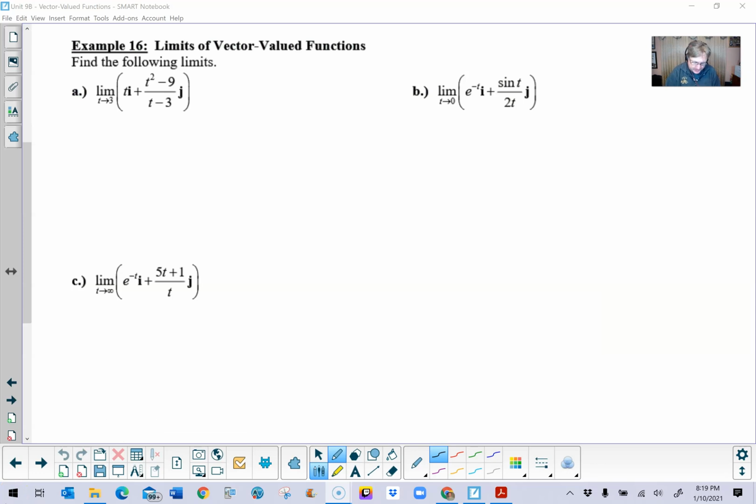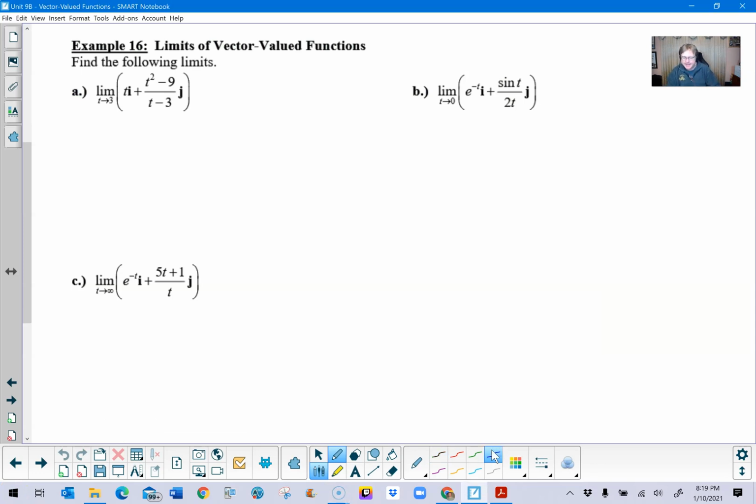So here we go with our example 16. We've got the limit as t approaches 3 of t times vector i plus (t squared minus 9) over (t minus 3) times vector j. So what I typically tell my students to do is set these up as separate limits. So the limit as t approaches 3 of t. Well, that's a simple limit of 3, right? The limit of t when you let t approach 3. And then for the limit of (t squared minus 9) over (t minus 3).